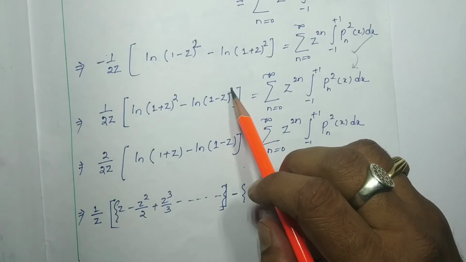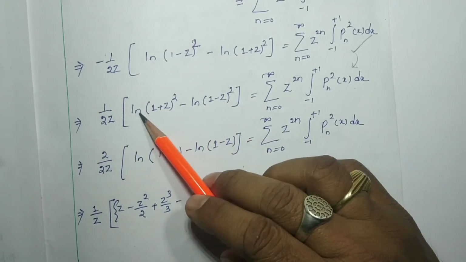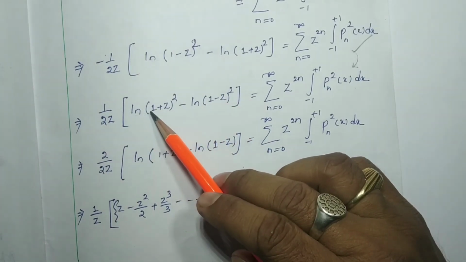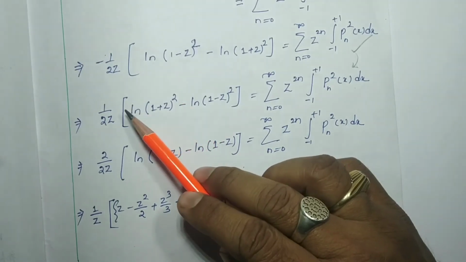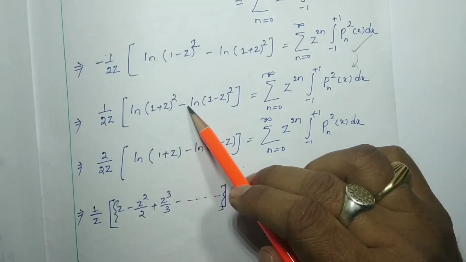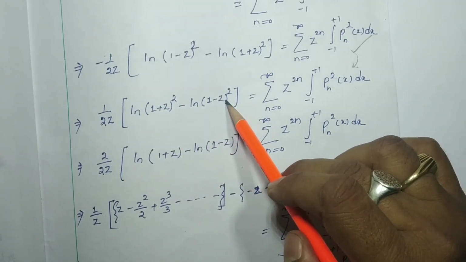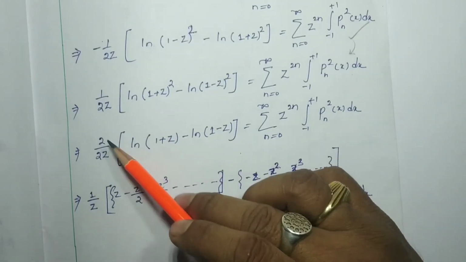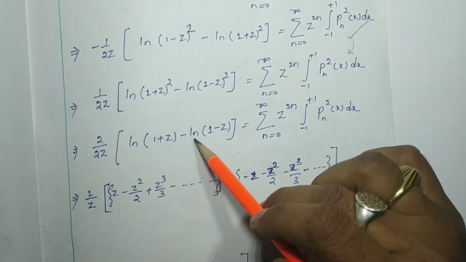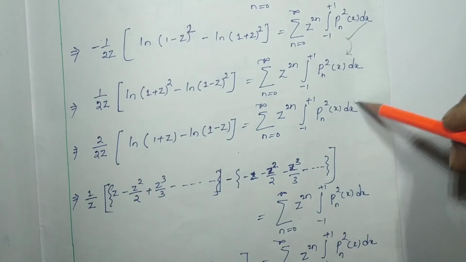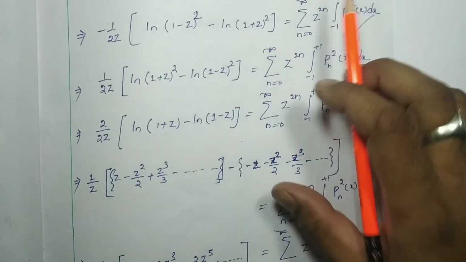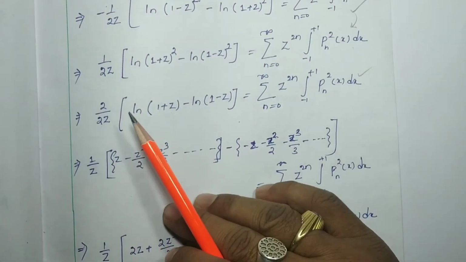So here, square is there, so ln(1 plus z square) can be written as 2 ln(1 plus z) minus 2 ln(1 minus z). So 2 can go outside: 2 by 2z [ln(1 plus z) minus ln(1 minus z)]. Right hand side as usual I have written. So here 2 got cancelled, it is 1 by z.